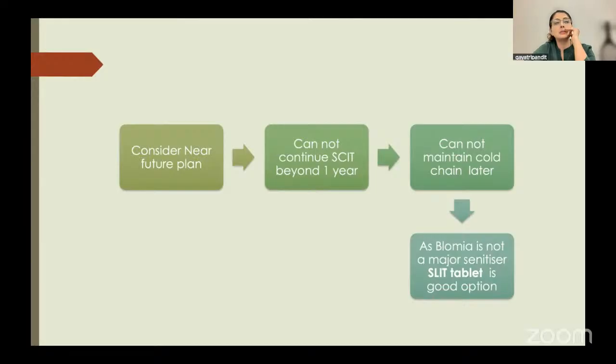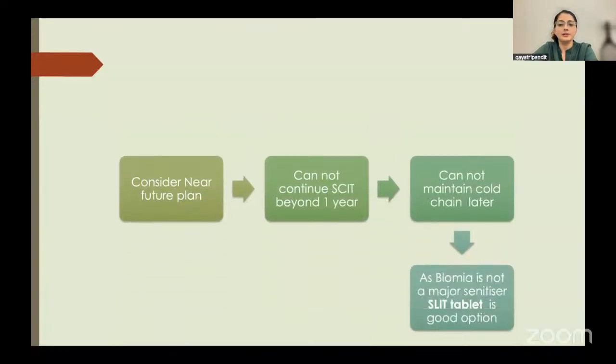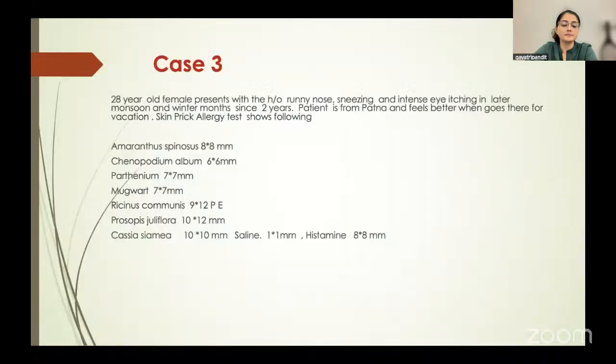Now for this patient, since Blomia is not the major sensitizer in an SPT, SLIT tablet is something that I would consider as a good option, and I would give that option as a first option to this particular patient.